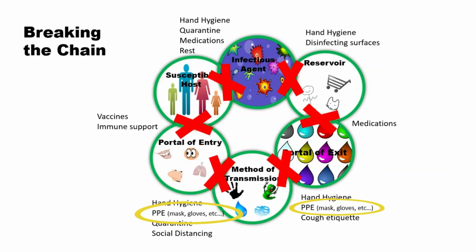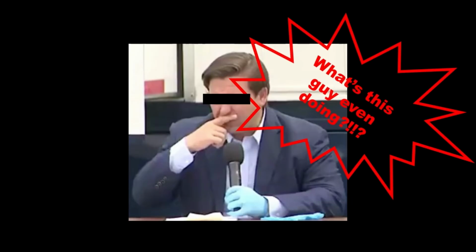Other PPE like gloves can be very useful in preventing the spread of infection if you use them the right way. What I've unfortunately seen is that people wear gloves and they touch the doorknob and they touch the shopping cart and they touch their phone and they touch their water bottle and they touch everything with the same pair of gloves. And when you do that, you're not actually preventing the spread of infection. You're protecting your hands, but you're not preventing the spread.